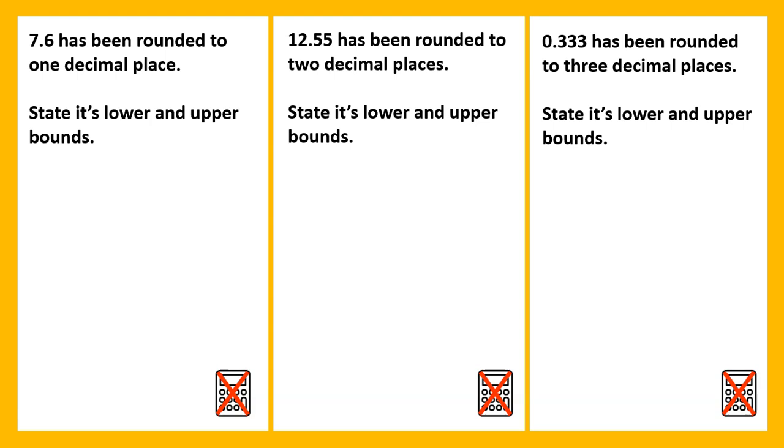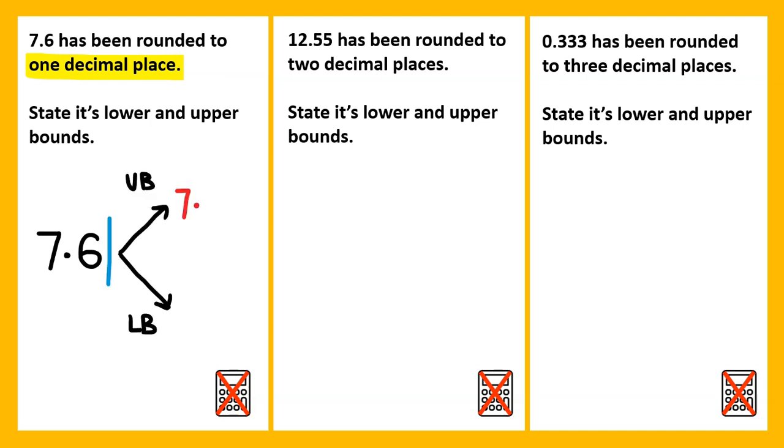We will continue to use the same method since decimal places do appear on our place value grid. 7.6 has been rounded to 1 decimal place. We'll put our rounding line after the first decimal place, which is here. For the upper bound, we can put a 5 in the next place value column to the right after the rounding line, 7.65, and we can do the same for the lower bound, but remember to take away 1 from the number before the rounding line, 7.55.